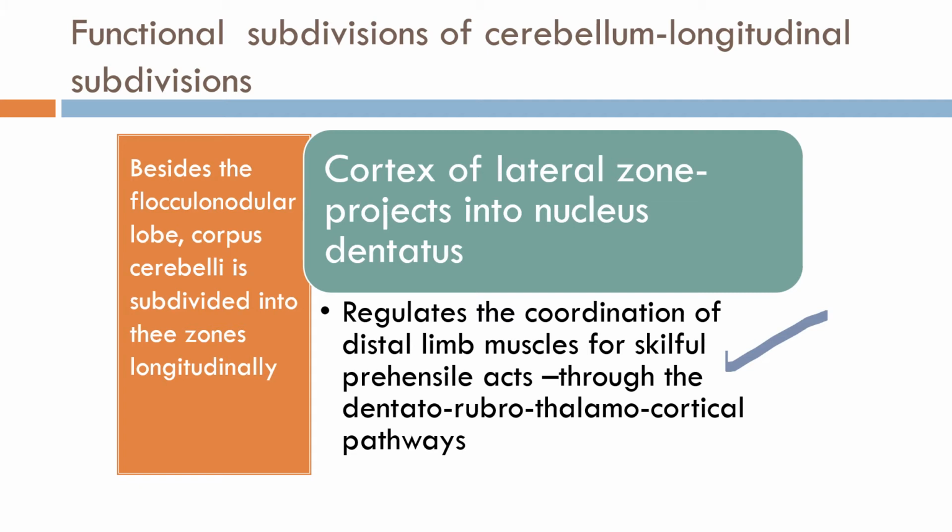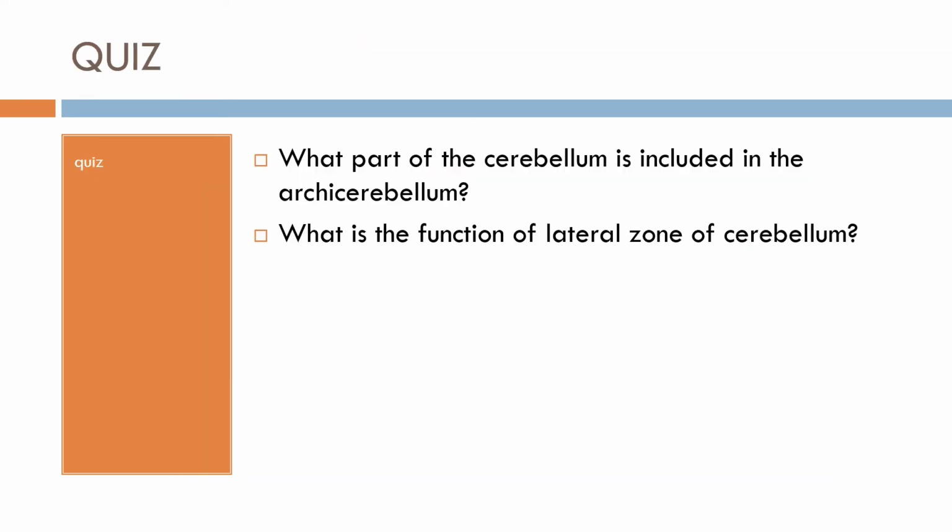We have completed the morphological and functional subdivisions of the cerebellum. Morphological is the archicerebellum, paleocerebellum and neocerebellum, and functional subdivisions will contain the central, lateral and intermediate. Now it is the quiz time. What part of the cerebellum is included in the archicerebellum? What is the function of the lateral zone of the cerebellum? You answer these questions, then we will move on to the next slides.